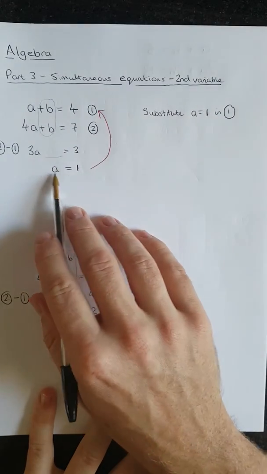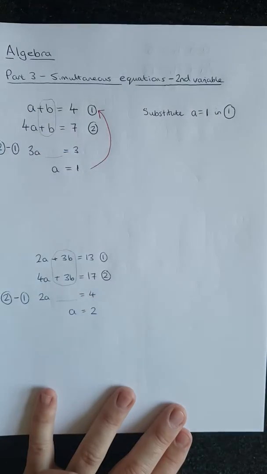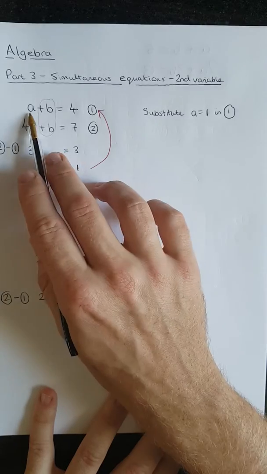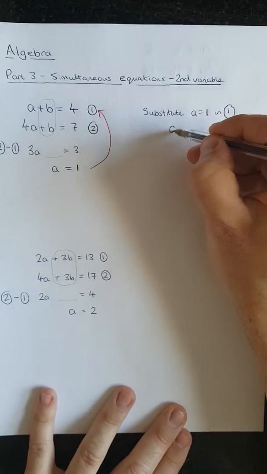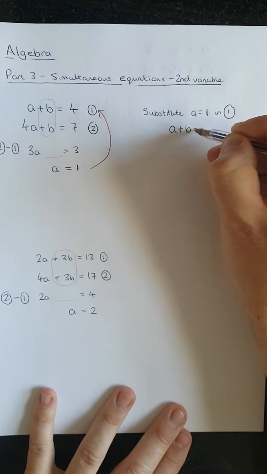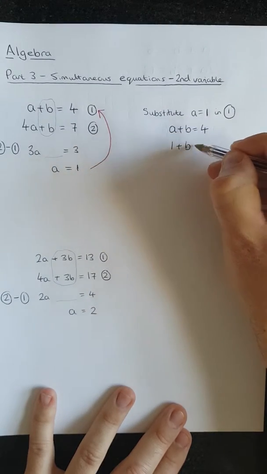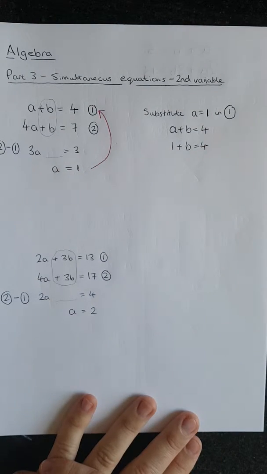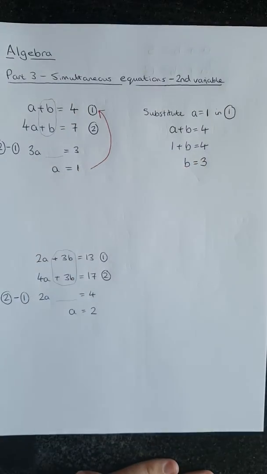Now, some of you already did this. You put 1 into here to try and work out b. But this is how you say it properly. Substitute this in here into equation 1. Well, equation 1 goes from being this to being this. And then we can find that b is 3.